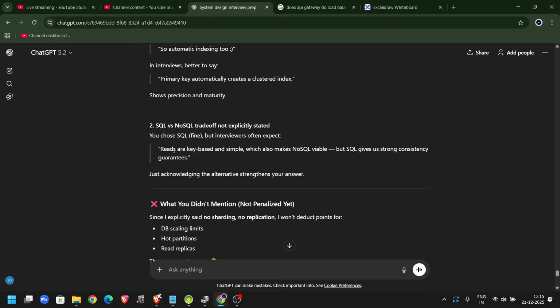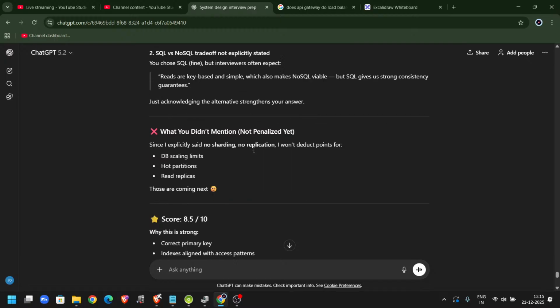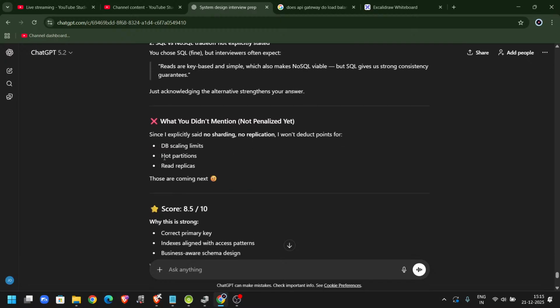Reads are key-based and simple, which also makes SQL viable. But SQL gives us strong consistency, the guarantee. Just acknowledging the alternative strengthens your answer. What you did not mention: since I explicitly said no sharding, I won't reduce points for DB scaling limits and hot partitions.